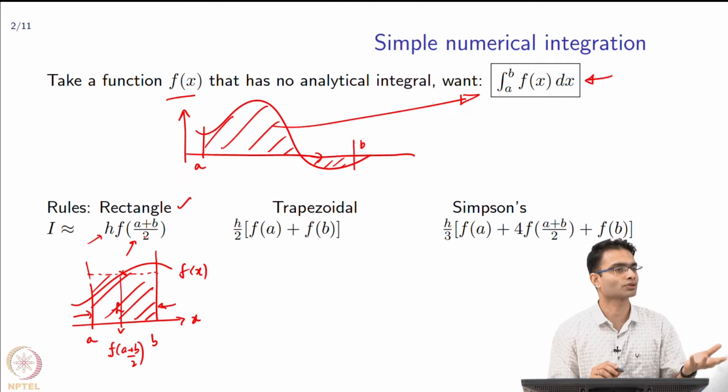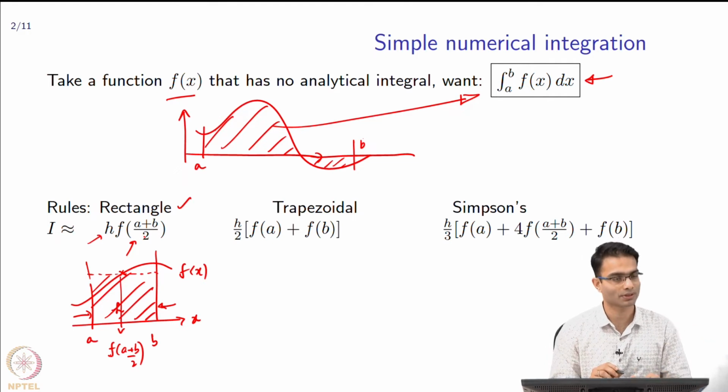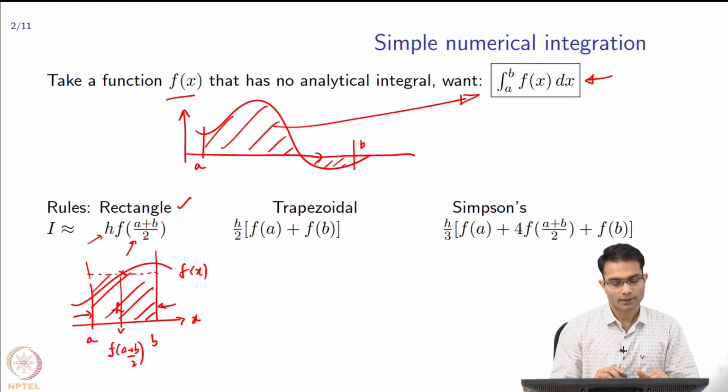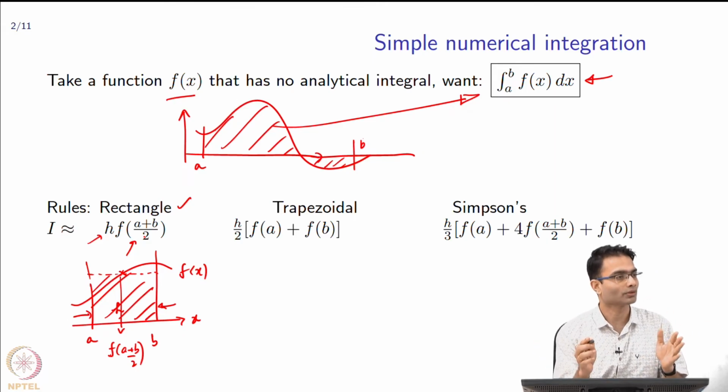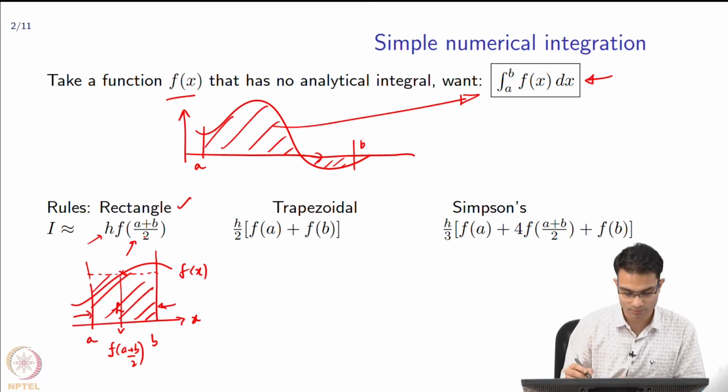This is also called a staircase approximation of the function. As you can imagine, this will not be very accurate. To make it very accurate, what do I need to do? Make h very small. That is one way of doing it.